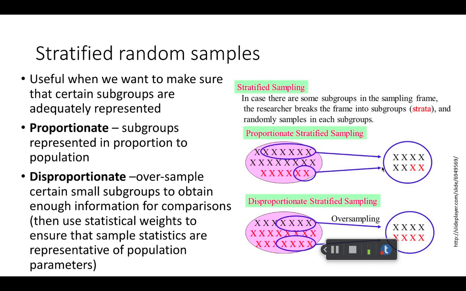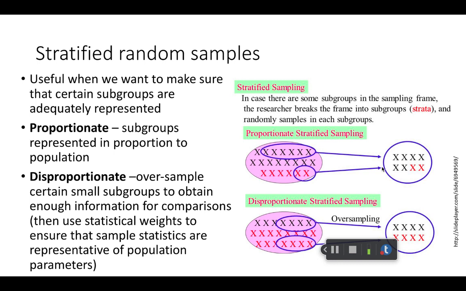And there are two approaches to doing this. We can have proportionate stratified random samples, where subgroups are represented in our sample in proportion to the numbers they have in the population. Or we can use disproportionate sampling to oversample certain small subgroups to obtain enough information on those subgroups to use in comparisons with other groups.